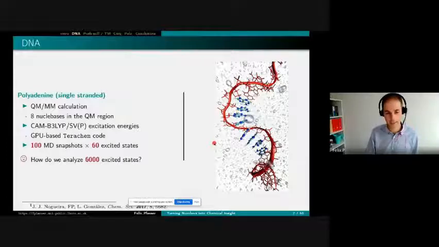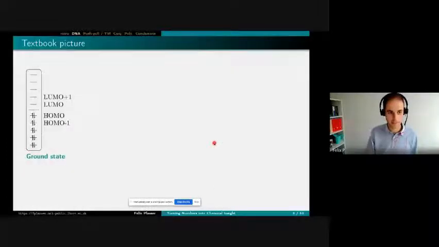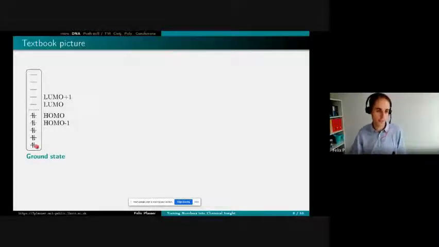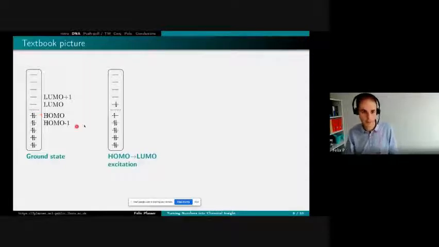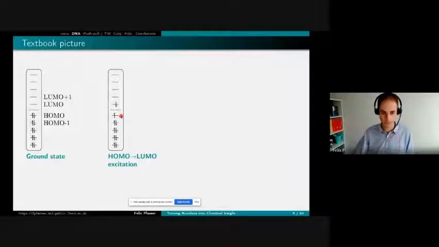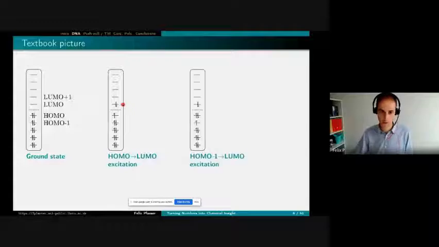And then here, just to put in the undergraduate slide. So what's the textbook picture? The textbook picture is, in the ground state, all the orbitals until the highest occupied molecular orbital are doubly occupied. And then when we have excited states, we might excite from the HOMO to the LUMO, or we might excite from the HOMO-1 to the LUMO. And that's the textbook. So we just have to know what the HOMO and the LUMO look like, and basically we understand the photochemistry.